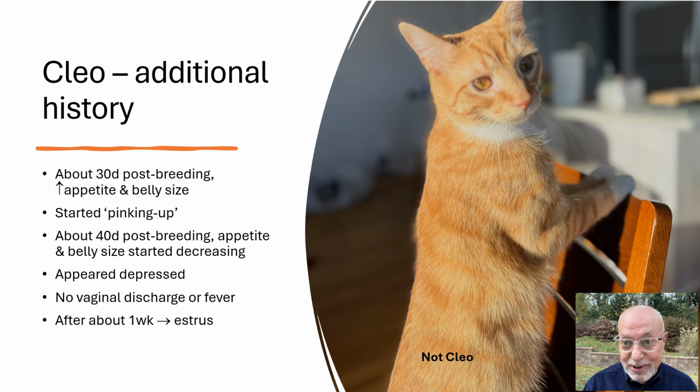So I really want you to look at this information. And based upon that graph I showed you a minute ago, does Cleo fit on that or not? She gets bred with a tom cat, and then she gets pinked up, and then clients think she's pregnant. But then why does she go down about 40 days or so?